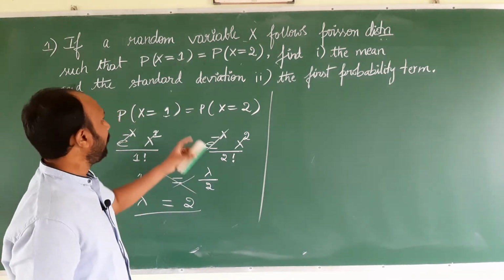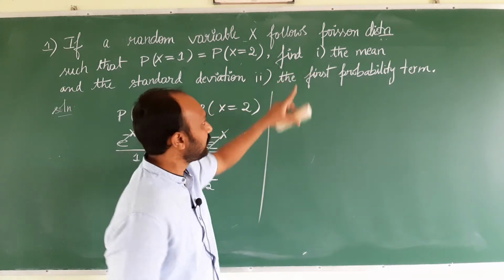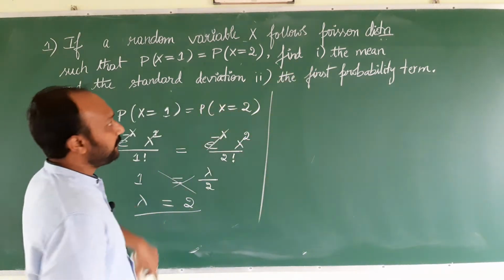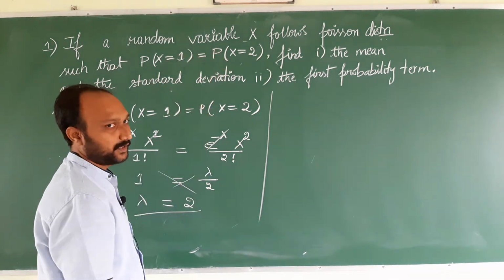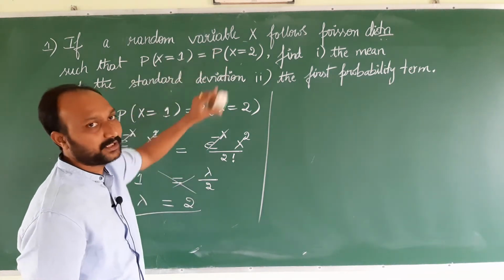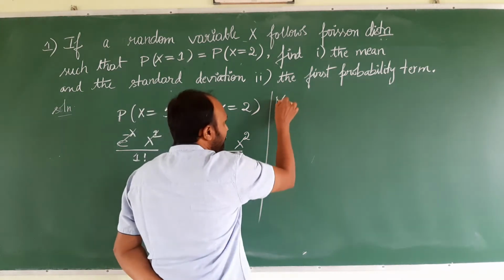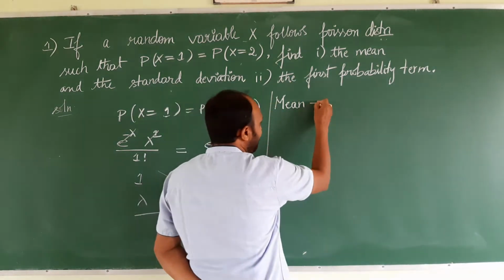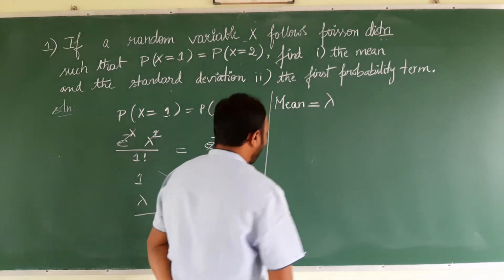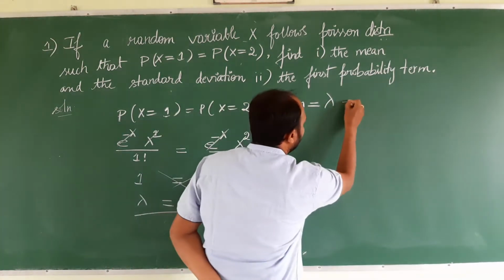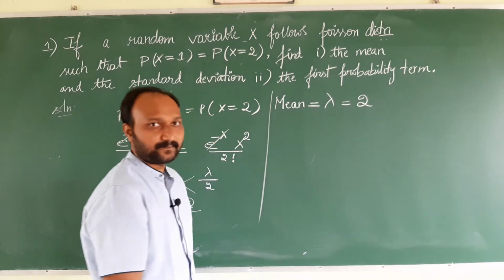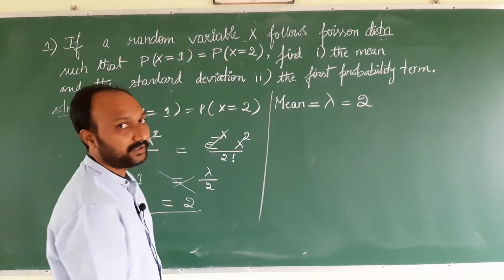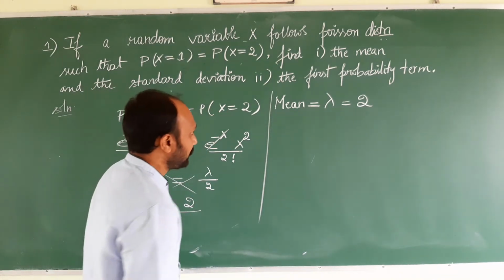Next, now let us solve the first question. What is the first question? Find the mean of this particular problem. What is the mean of Poisson distribution? Mean is nothing but lambda. What is the lambda value? Lambda value is 2. Very easy. These types of questions can be asked in your CA foundation as well.